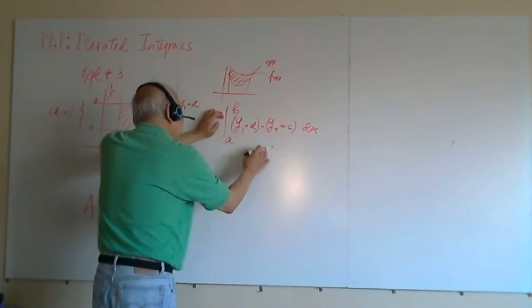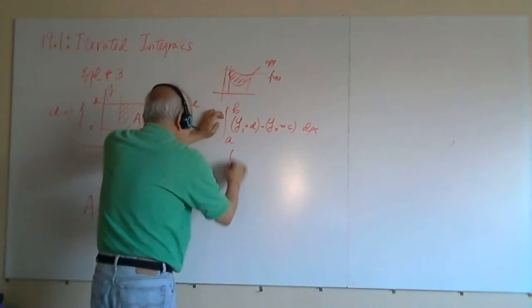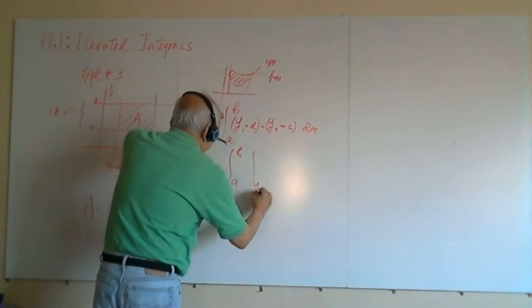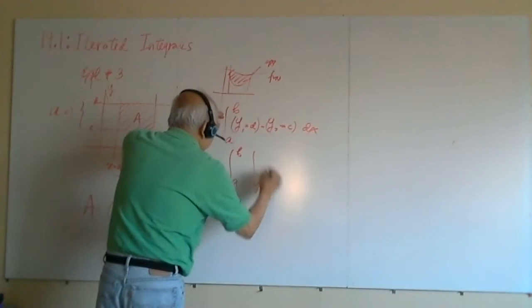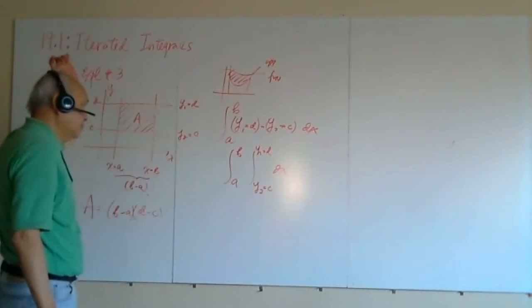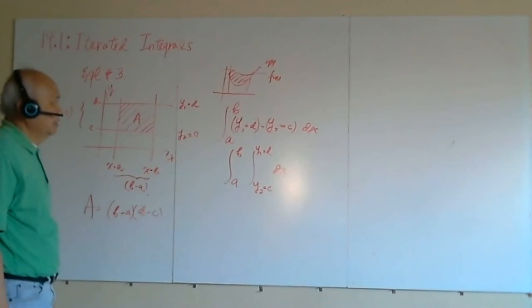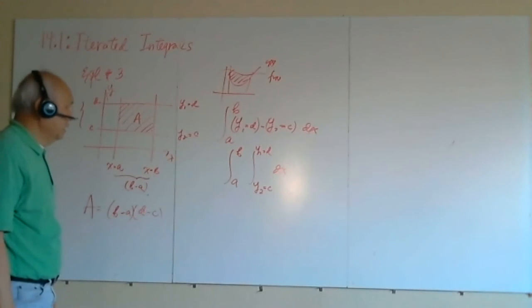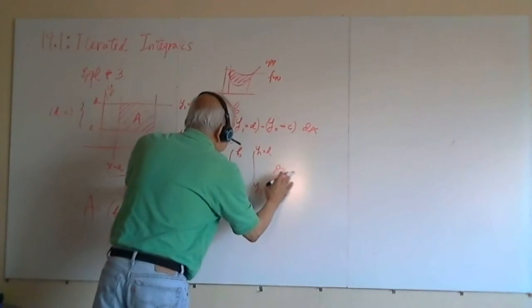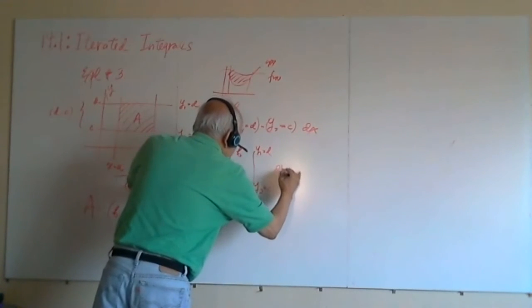So I can convert this from a single integral into a repeated, iterated integration. It's going to be the integral from a to b, of the integral from y2 equal to c to y1 equal to b, and then dy dx. You're just integrating one, right? That's correct.